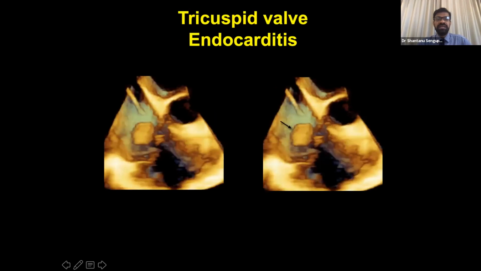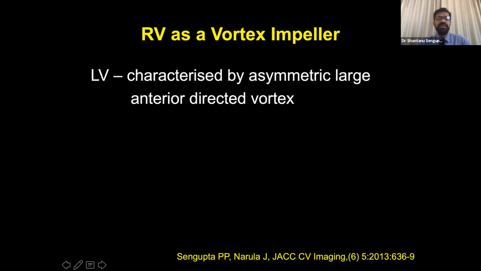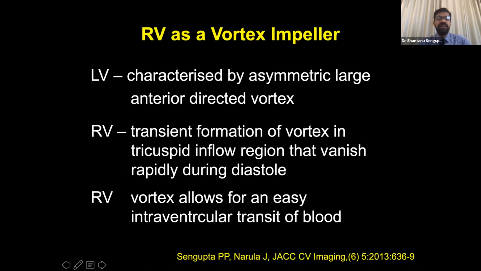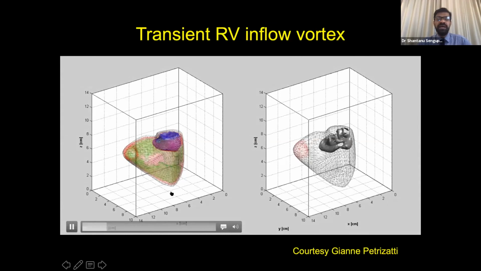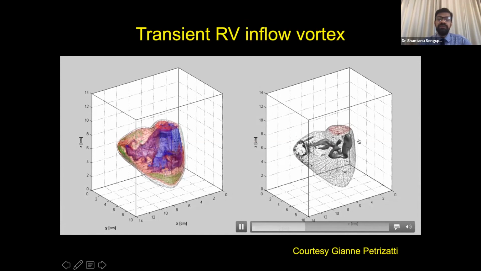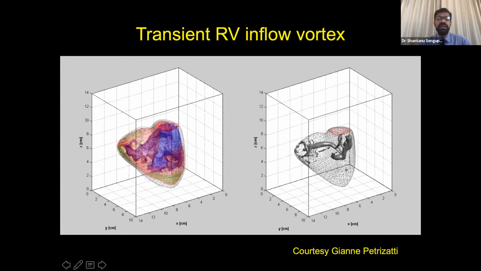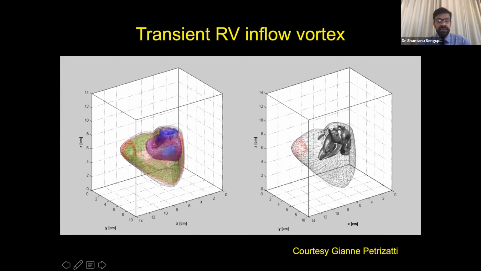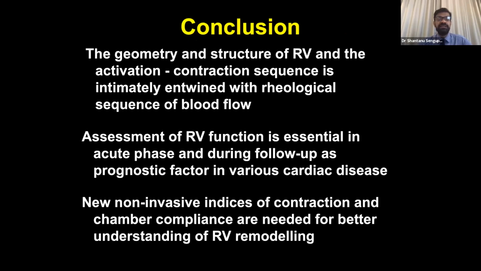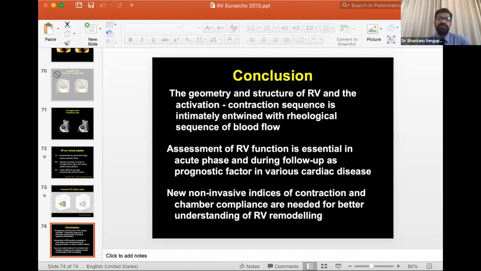So what I want to tell you is that looking at the RV is important, but the most important thing now is that we have started looking at the RV as vortices. So remember, the RV vortices are very minimal, and this is the future. Any alteration in vortices indicates the RV is not functioning well. So understanding the geometry and structure of the RV is important, and RV function assessment should be done routinely in a detailed format. Thank you so much.